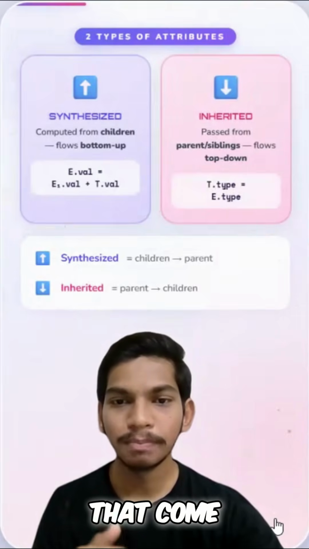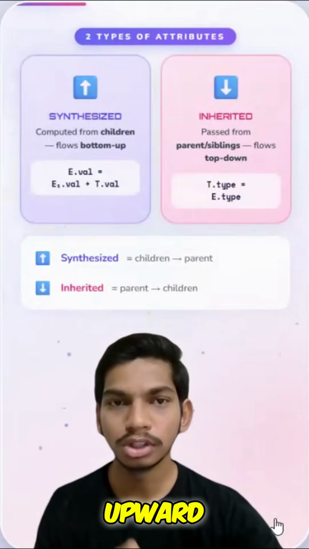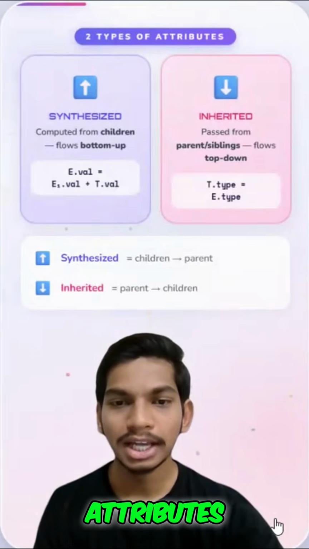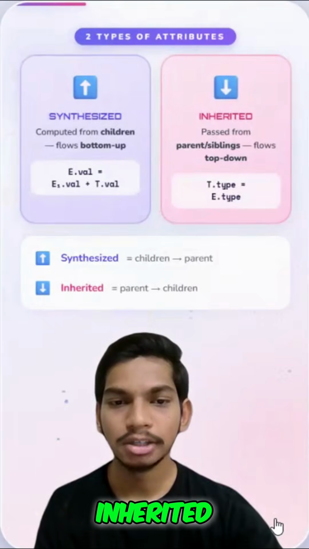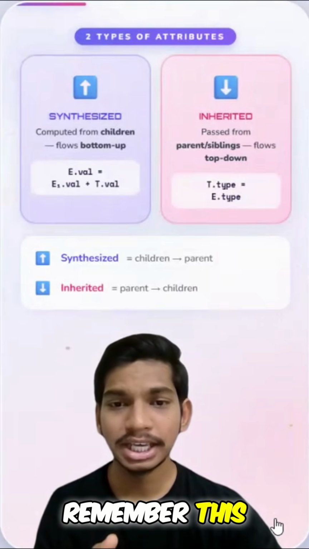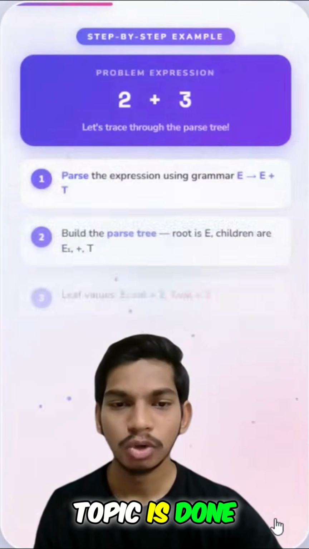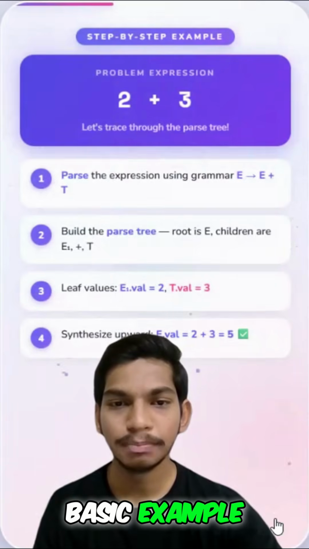The values that come from the child nodes and move upward are called synthesized attributes. The values that come from the parent or siblings and move downward are called inherited attributes. If you remember this direction, half of the topic is done. So now let us understand with a very basic example.